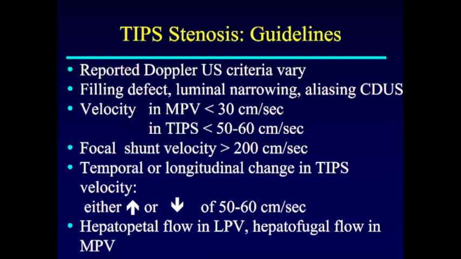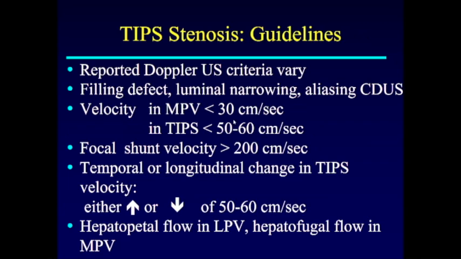The reported criteria are all over the map. I was once at a meeting and someone said, why don't we not even worry about giving velocities and criteria, just say it's patent or it's not, but I don't think that's good enough. So what most people agree upon: TIPS stenosis should be suspected when the velocity in the main portal vein all of a sudden drops. I told you it should be more than 40 centimeters per second.